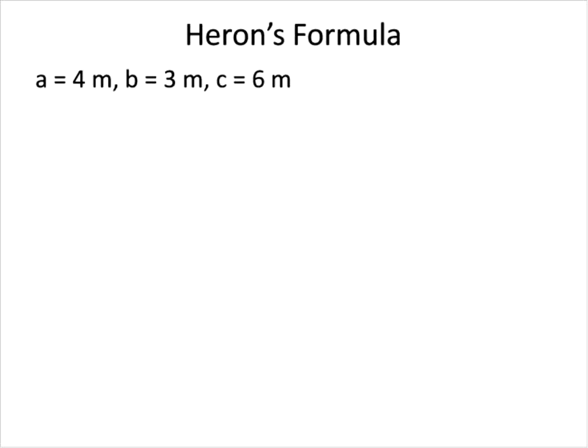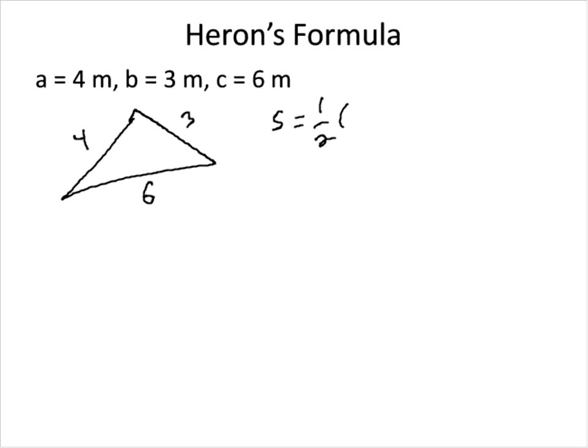So here we go. I have a triangle. Draw it out off the side here. I have 3, 4, and 6. So clearly it's not a right triangle. First things first, let's find the semi-perimeter. Remember, that's 1/2 of the sum of the sides, the perimeter. So the semi-perimeter turns out to be half of 13, so I'm going to say that's 13 over 2.